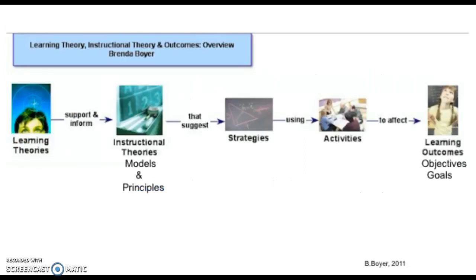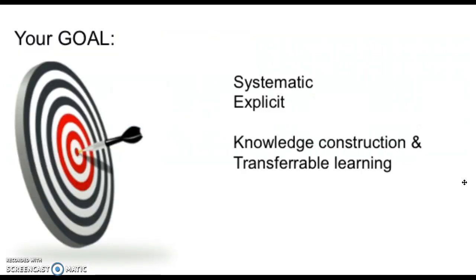So how does all of this work together? Well, simply put, our knowledge of and practice of using things like learning theories and principles and models help to suggest to us the strategies that we can use to help learning happen, and then the activities that we could use to make those learning outcomes or objectives occur. This is the big picture of how these concepts fit together.